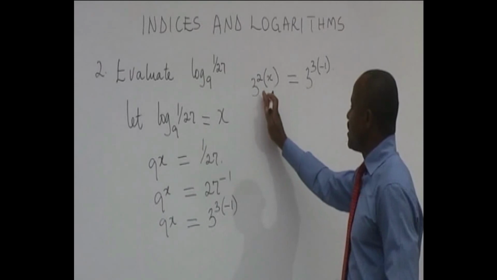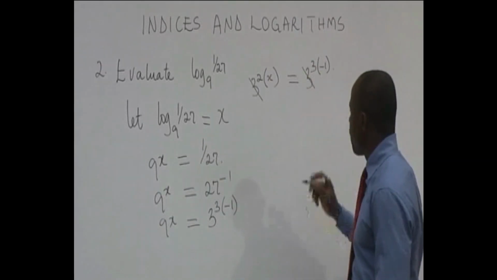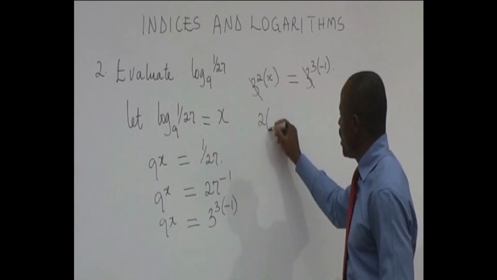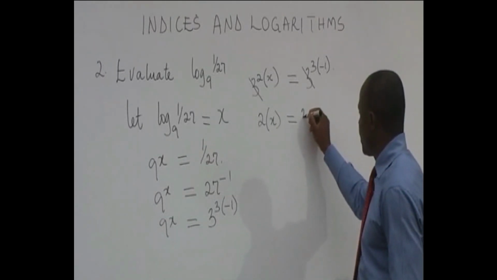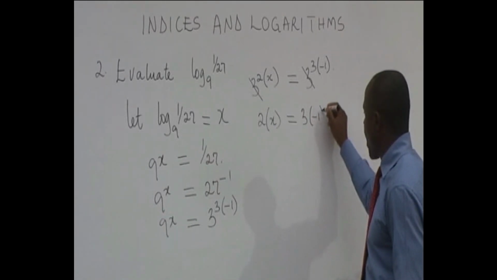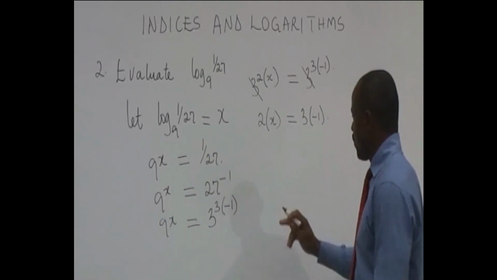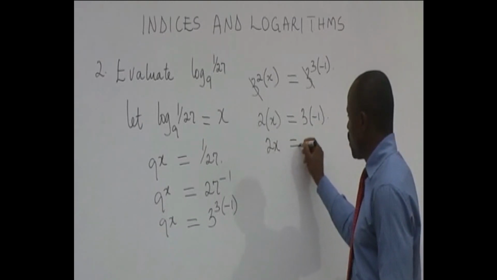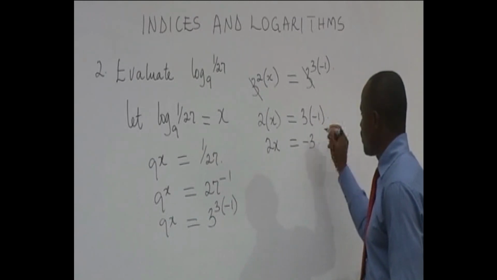Already you have the same bases on both sides. Do away with them. Now equate the index. The index you have is 2 into x. It's now equal to 3 into minus 1. Remove the brackets. 2 times x will give you 2x. It's going to be equal to 3 times minus 1, which will give you minus 3.